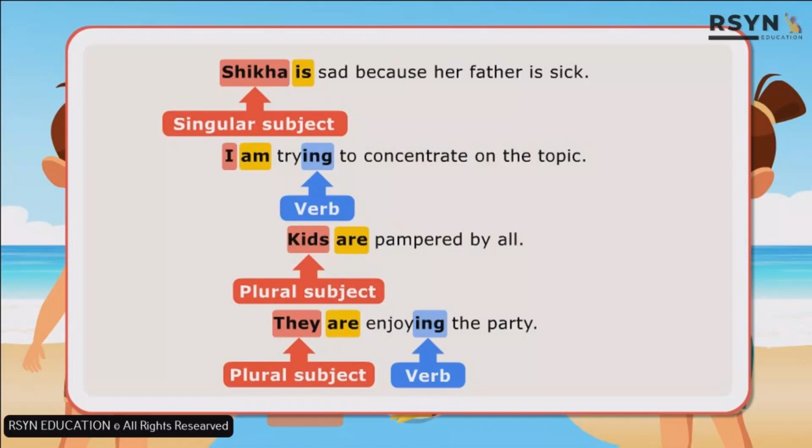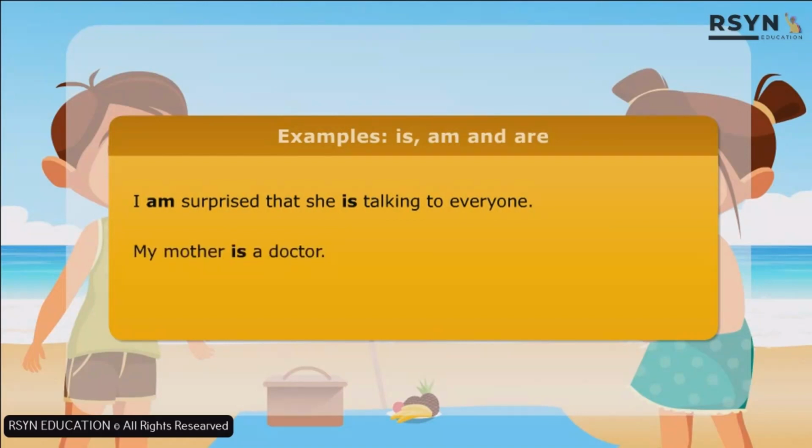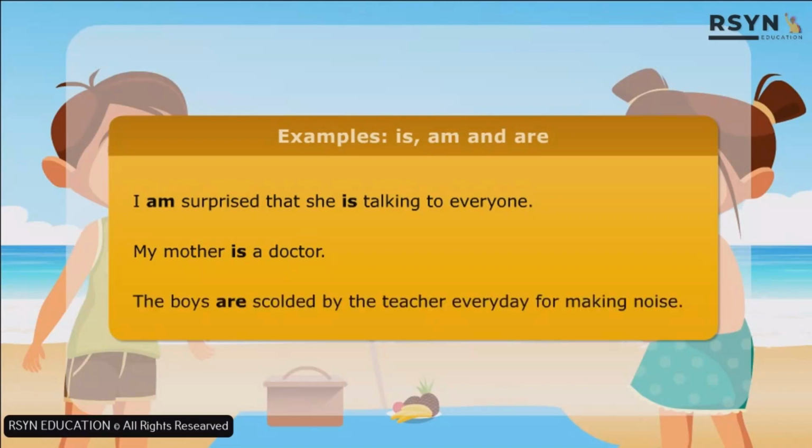Here are few more examples of use of is, am, and are. I am surprised that she is talking to everyone. My mother is a doctor. The boys are scolded by the teacher every day for making noise.